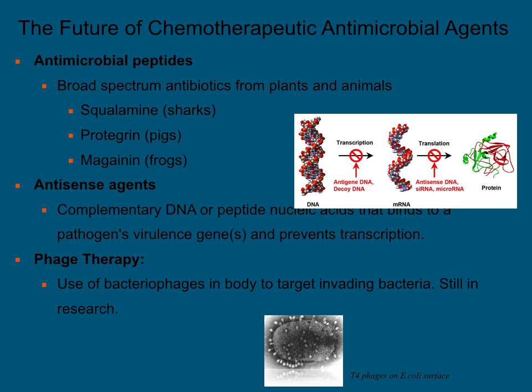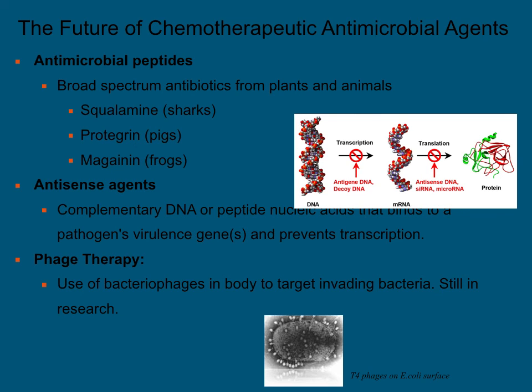Then there's the antisense agents, which are pieces of genetic material that are complementary to existing RNAs or DNAs. And what these pieces do is attach to the DNA or RNA molecule and prevent it from being replicated. The advantage to antisense agents is we can make them very, very selective about what they attach to.